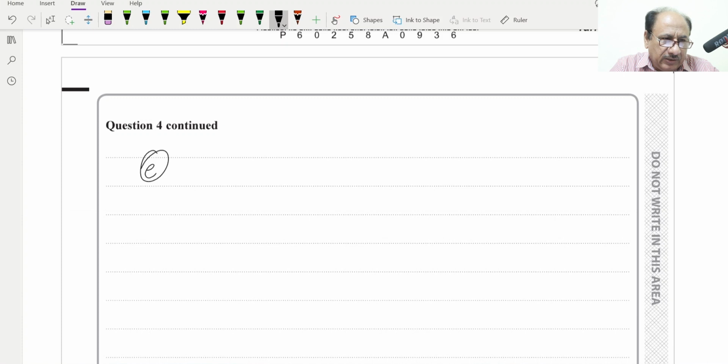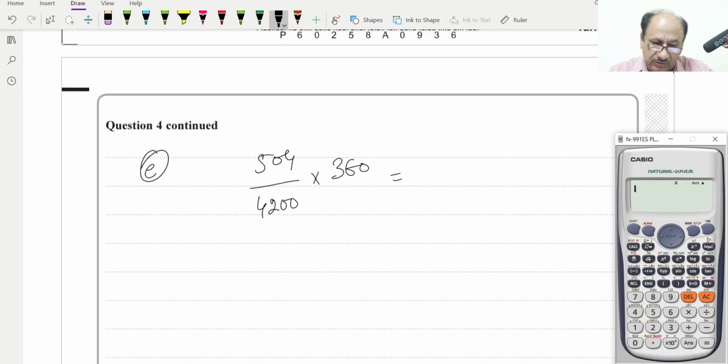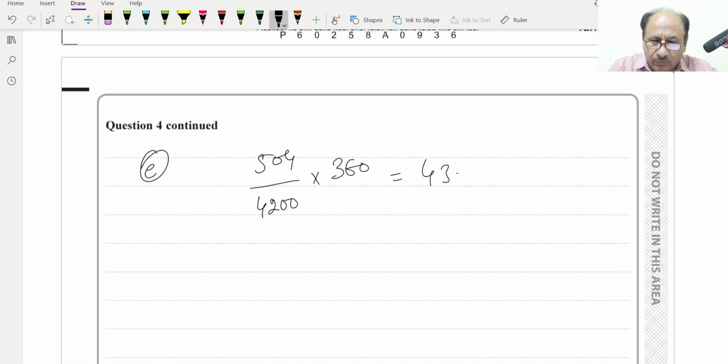E part is saying 504 amount is out of 4200, and for the pie chart, we use 360 because 360 is the angle of the circle of the pie chart. So we can take 504 over 4200, and this will be multiplied by 360, and this is equal to 43.2. So we can write here 43.2 degrees. This will be our angle.